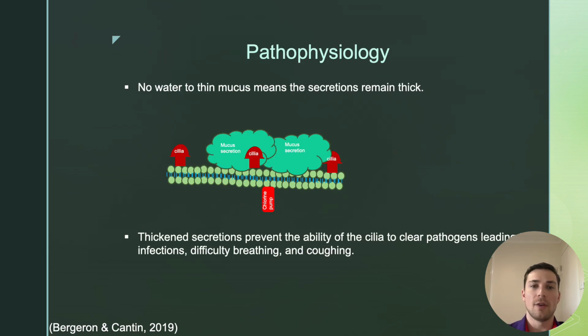In the case of the respiratory system, this leaves a thick layer of mucus in the bronchial tract and prevents the cilia's ability to clear pathogens and microbes, leading to bronchitis and pneumonia.